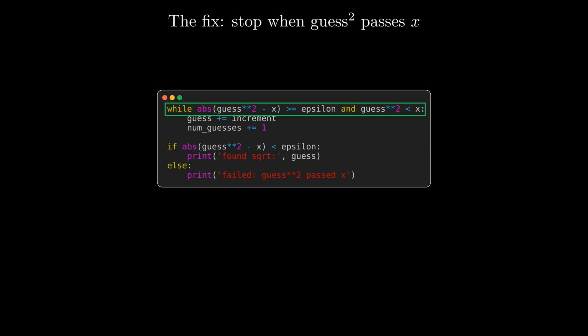Then an if else asks why we broke out. If the absolute value of guess squared minus x is below epsilon, we succeeded and we report the square root. Otherwise, we broke because guess squared overshot x, so we report that we failed to find it.